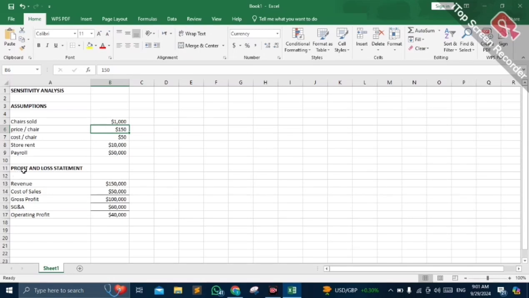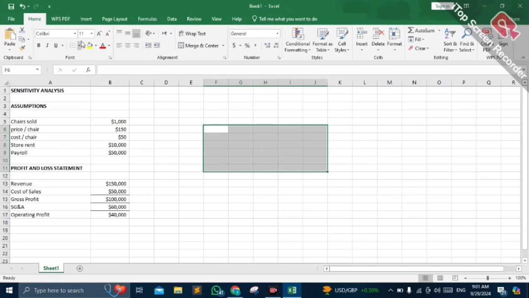And here we have our profit and loss statement. We have our revenue, which is $150,000, and our cost of sales, which is $50,000, and then we subtracted them both and got our gross profit, which is $100,000. First of all, we're going to make a table right over here. We're going to see how we can do the sensitivity analysis.